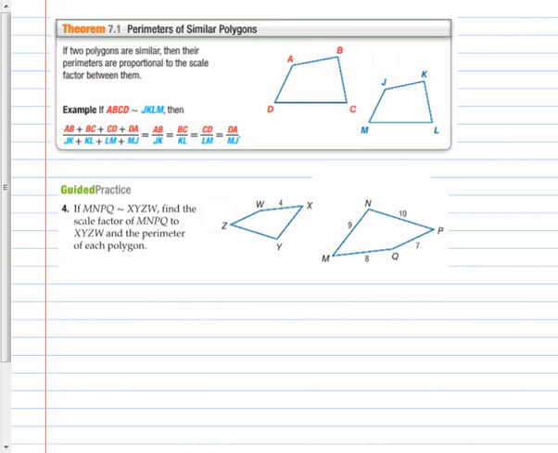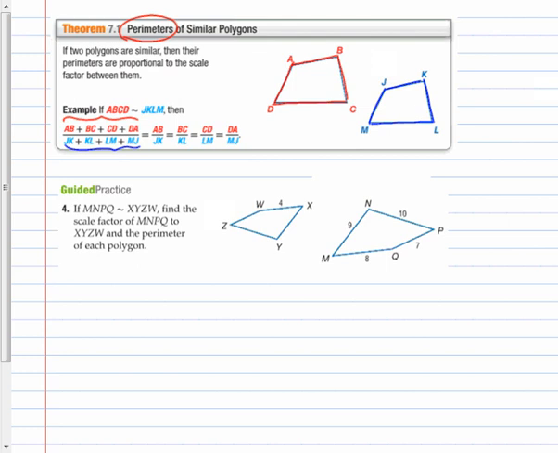Perimeters of similar polygons. We know that we find the perimeter by adding all the sides. AB plus BC plus CD plus DA, right here. They wrote it all out, adding all the sides. If I want the perimeter of the other one, JK plus KL plus LM plus MJ, they added all the sides.